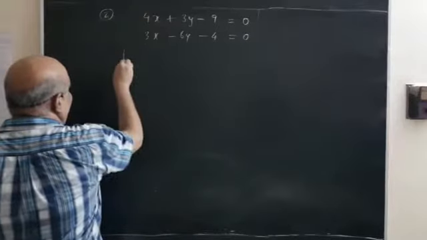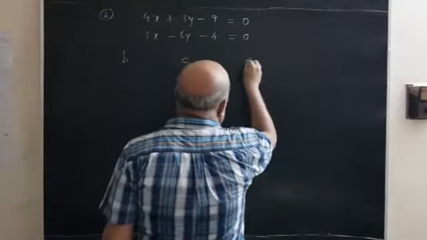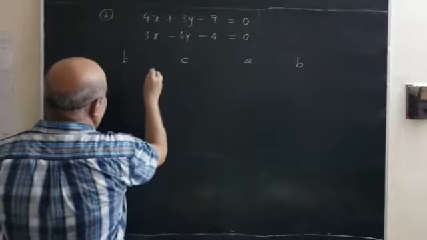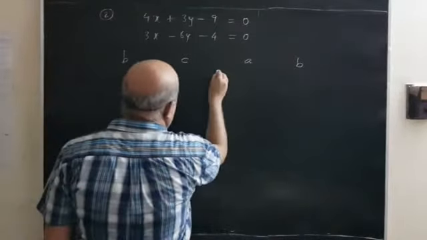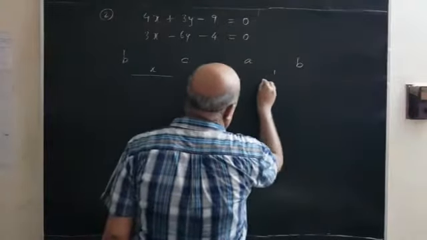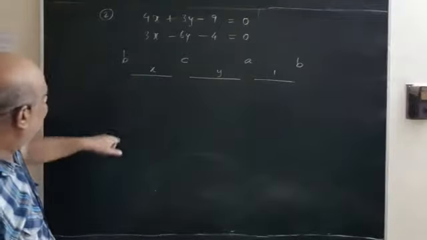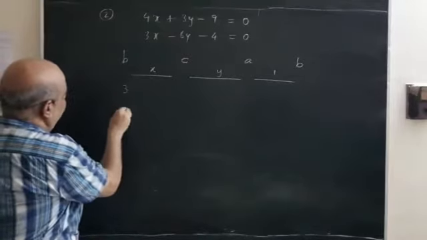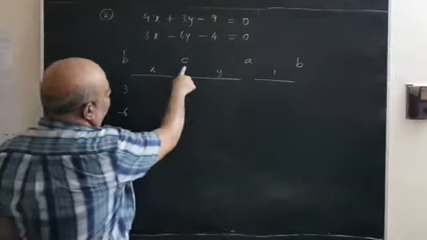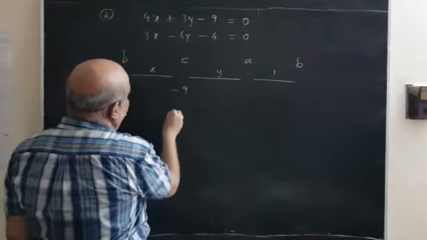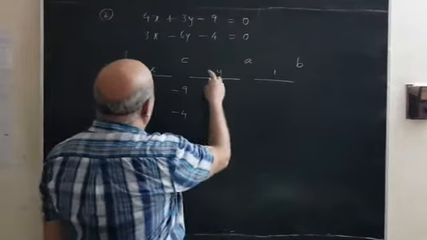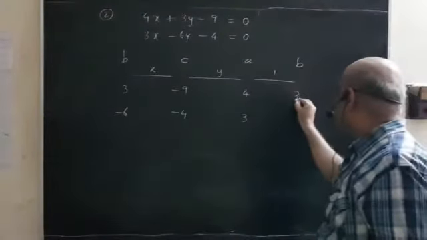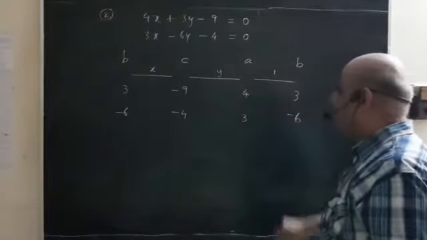Alright, so what should I do? I mention the word B, C, A, B like this with some gap between them, and then below BC I write x divided by, below CA I write y divided by, below AB I write 1 divided by, and then below B I write the coefficients of y, which is 3, minus 6, and beneath C I write the constants, minus 9, minus 4, beneath A I write the coefficients of x, which is 4 and 3, and for B, once again I copy those numbers, 3, minus 6. Alright, now what should I do?